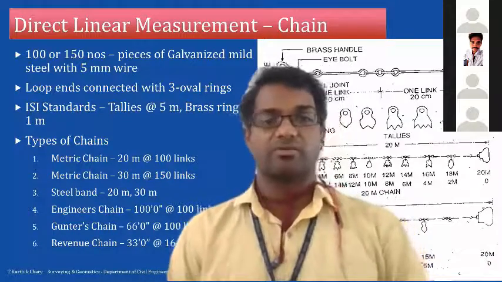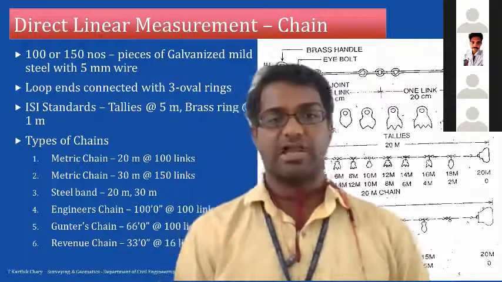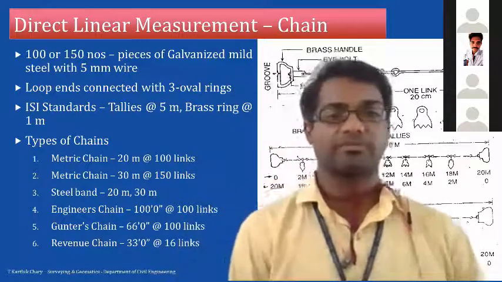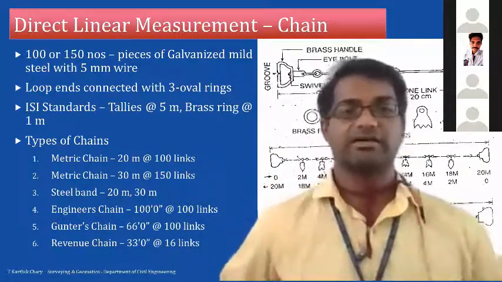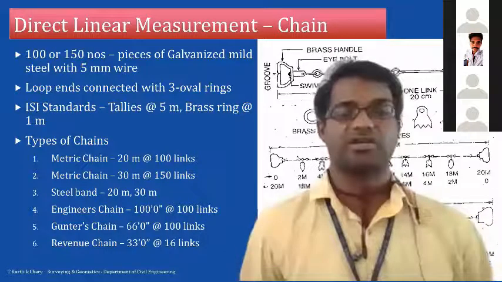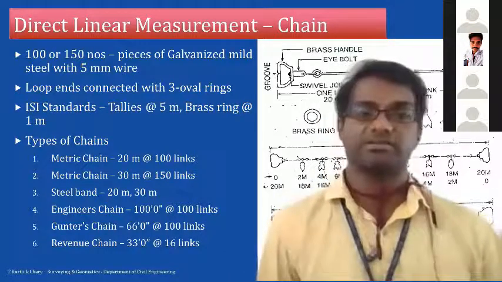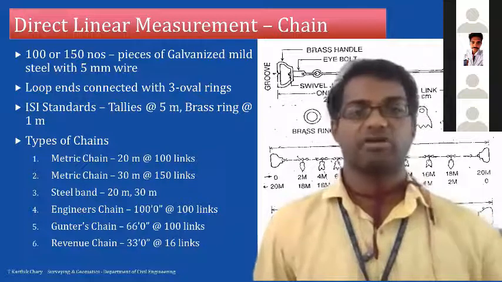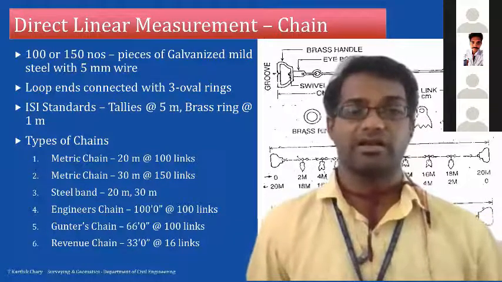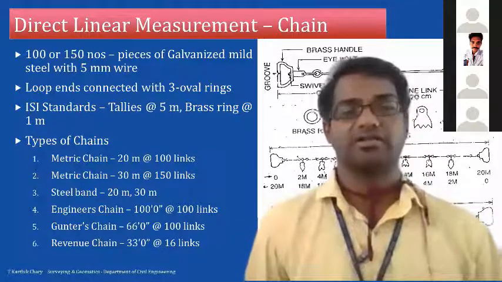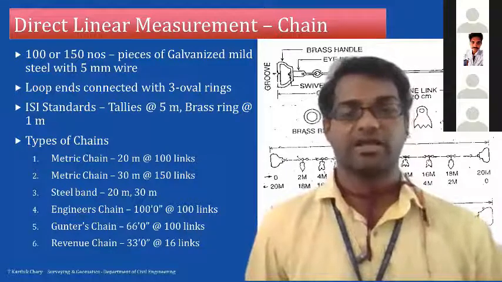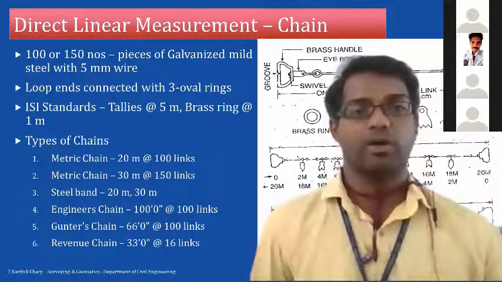So there are so many types of chains I have listed out here, right? The first is the metric chain. The metric chains available are 30 meters and 20 meters. The 20-meter metric chain has 100 links. The 30-meter metric chain has 150 links. Now, what is the length of one link?